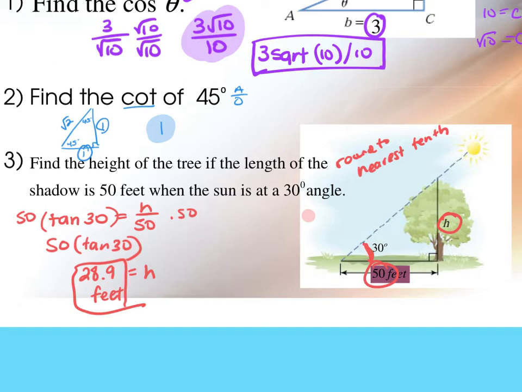And think about the fact that if this was where it had said keep my answer exact, the tangent of 30 degrees is root 3 over 3, and the answer would have been 50 root 3 over 3, which is the same thing. 50 times the square root of 3 divided by 3 is the same answer, 28.9, okay? But if it had said to be kept exact, you can do it because it's a 30, 60, 90 triangle. So keep that in mind.